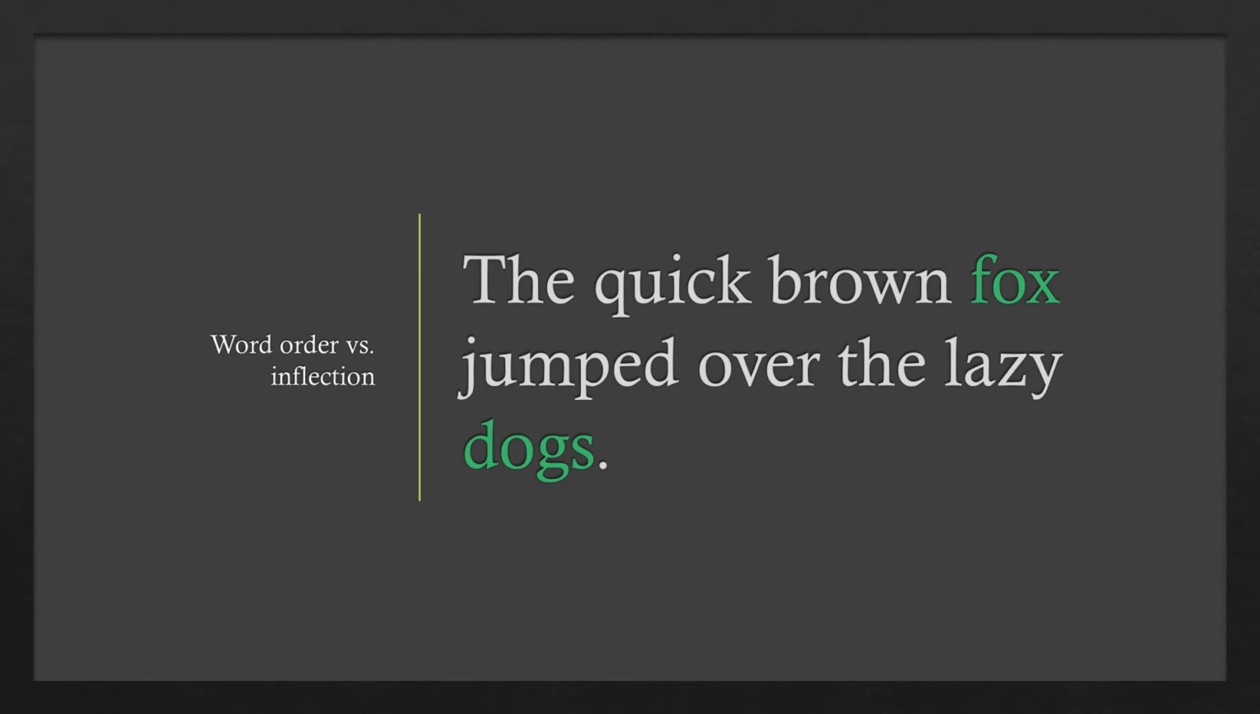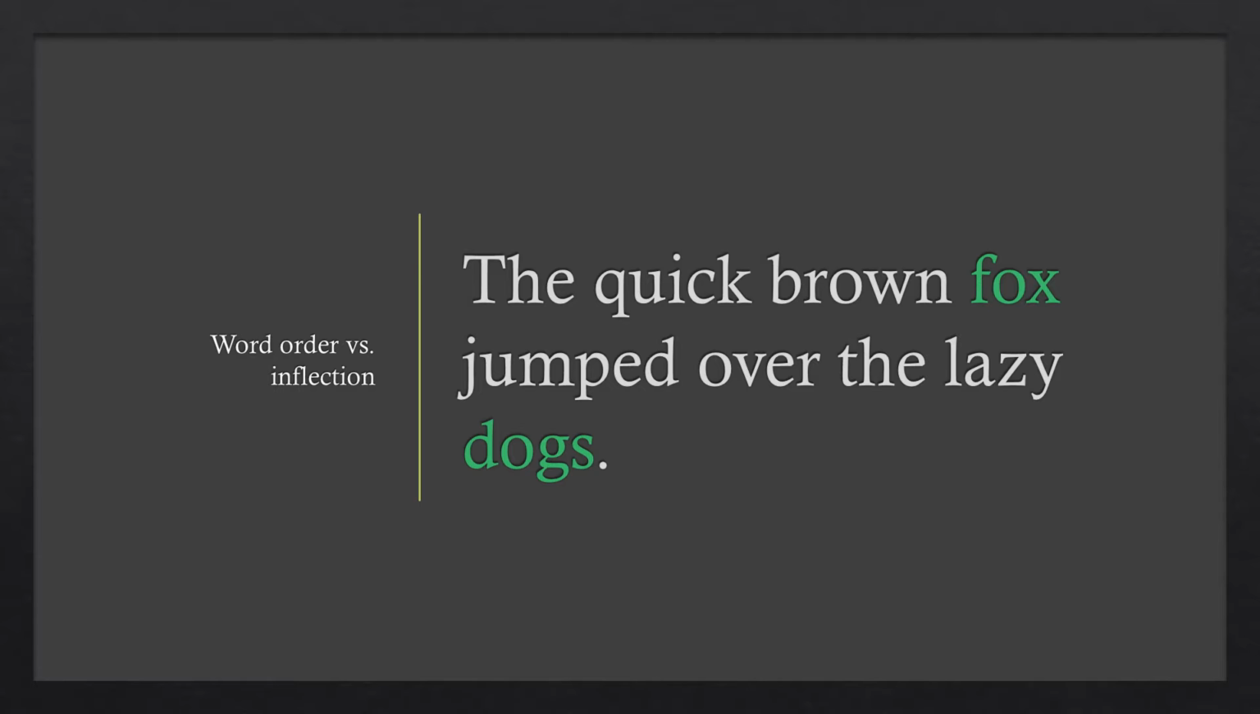In the last video lesson, we learned what it means for a language to be inflected. That is, the relationships between words and the function each word serves in the sentence depend on the form of the word, morphology, rather than word order. Let's return to our example sentence. The quick brown fox jumped over the lazy dogs. How do we know that fox is the subject of the sentence?